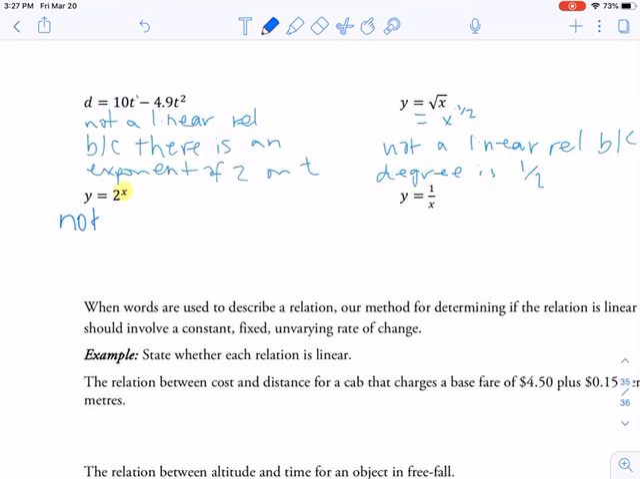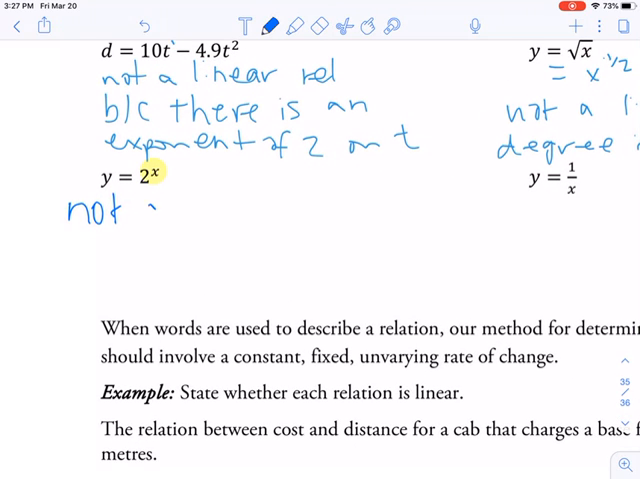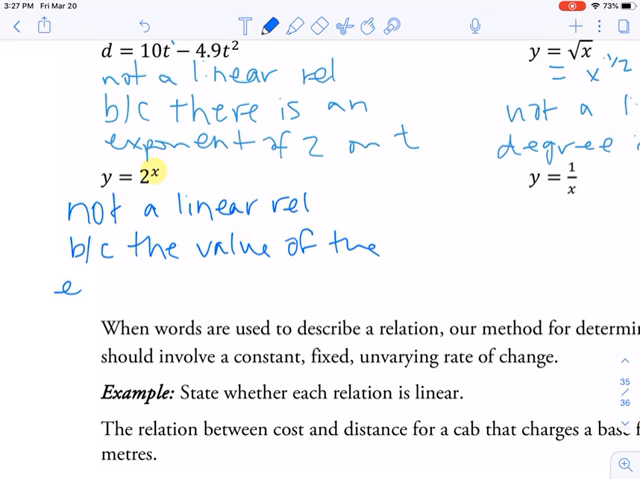I'm just going to zoom in here a little bit to write a little more clearly. Or sorry, not a linear relation. Okay, so there you go. Because the value of the exponent changes in this case, we cannot call it a linear relation.